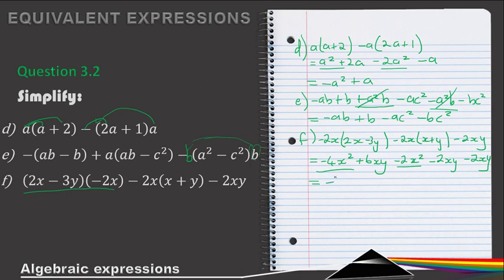So this is minus 6x squared. Then this is 6 minus 2 minus 2, so it's the same as 6 minus 4, which is plus 2xy.